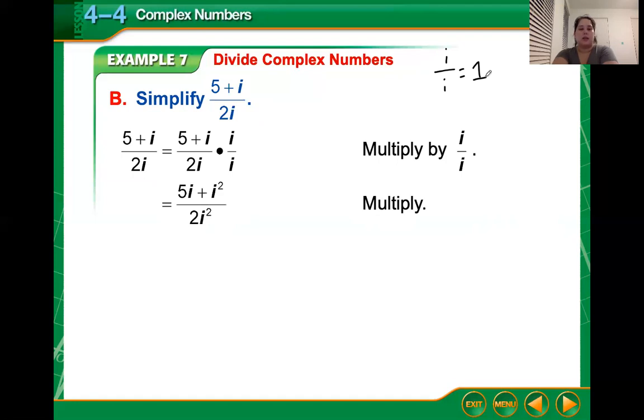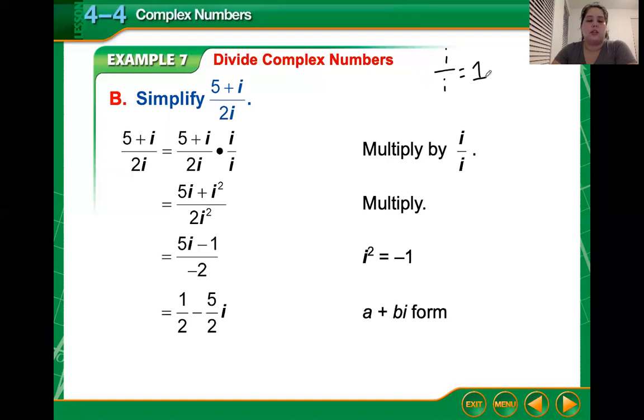So we get 5i plus i squared over 2i squared. This simplifies to 5i minus 1 over negative 2. We're going to separate it into two fractions to get 1 over 2 minus 5 over 2i. And we get 1/2 minus 5/2 i. And again, the reason we like it in the form of a plus bi, or minus in this case.